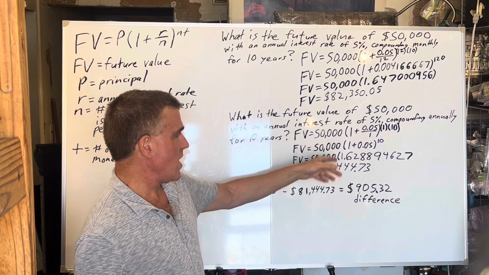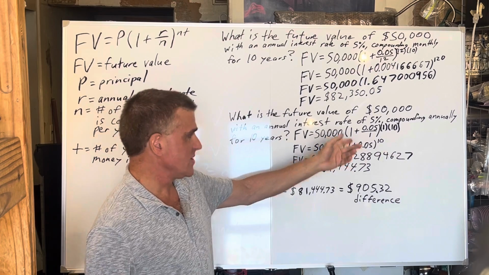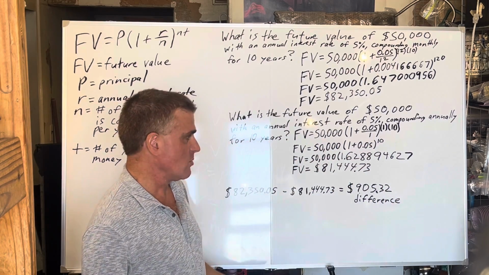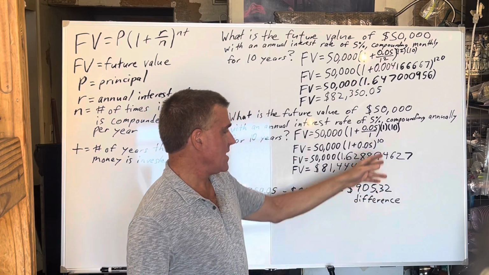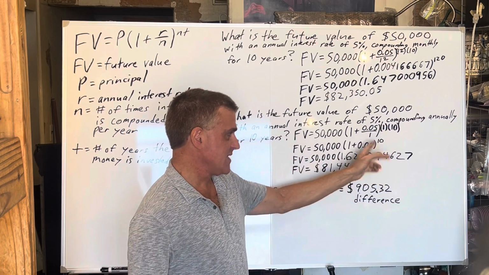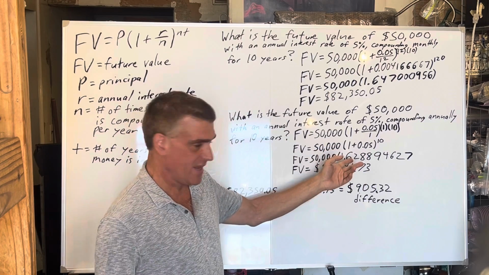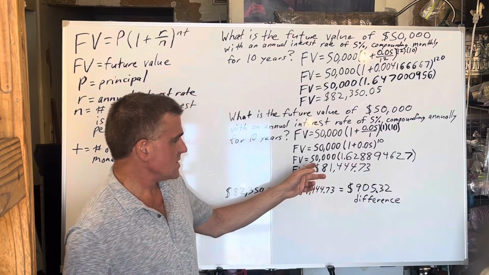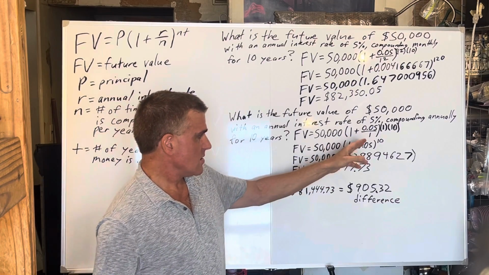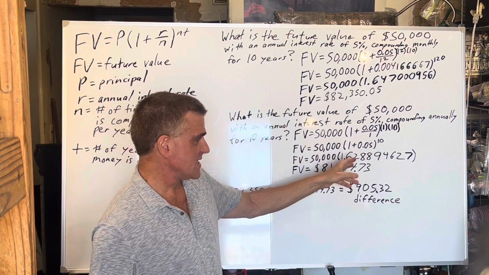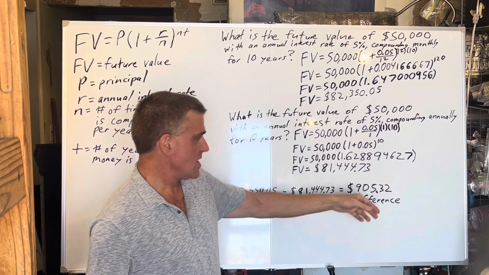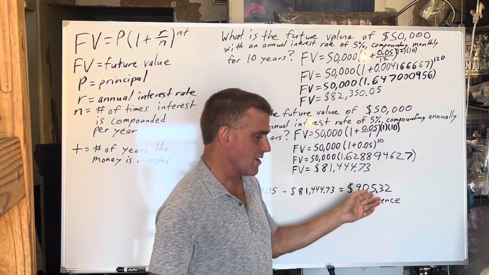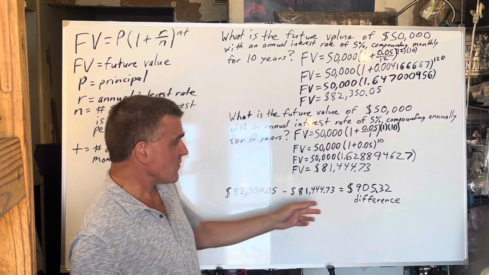So then 0.05 divided by 1 is obviously 0.05, and 10 times 1 is obviously 10, so that's why we get this line right here. And then the next line is 50,000 times the result of this, which is 1.6288 and change, and you get your result of $81,444.73.